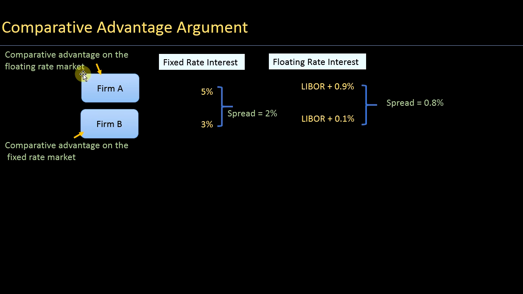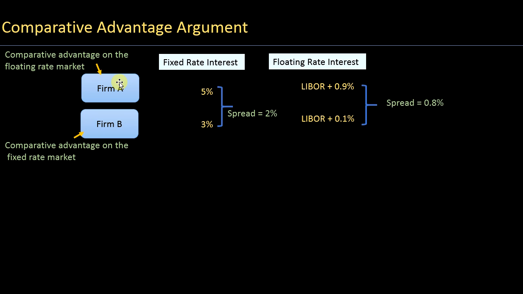So what does this mean? Now, a swap trader would say firms should always borrow at the rate in which the firm has a comparative advantage. And then if the firm prefers a different interest rate, so for example, here we are saying that firm A has a comparative advantage on the floating rate market. So what that means is firm A should always borrow at floating rate because that's the market in which firm A has a comparative advantage.